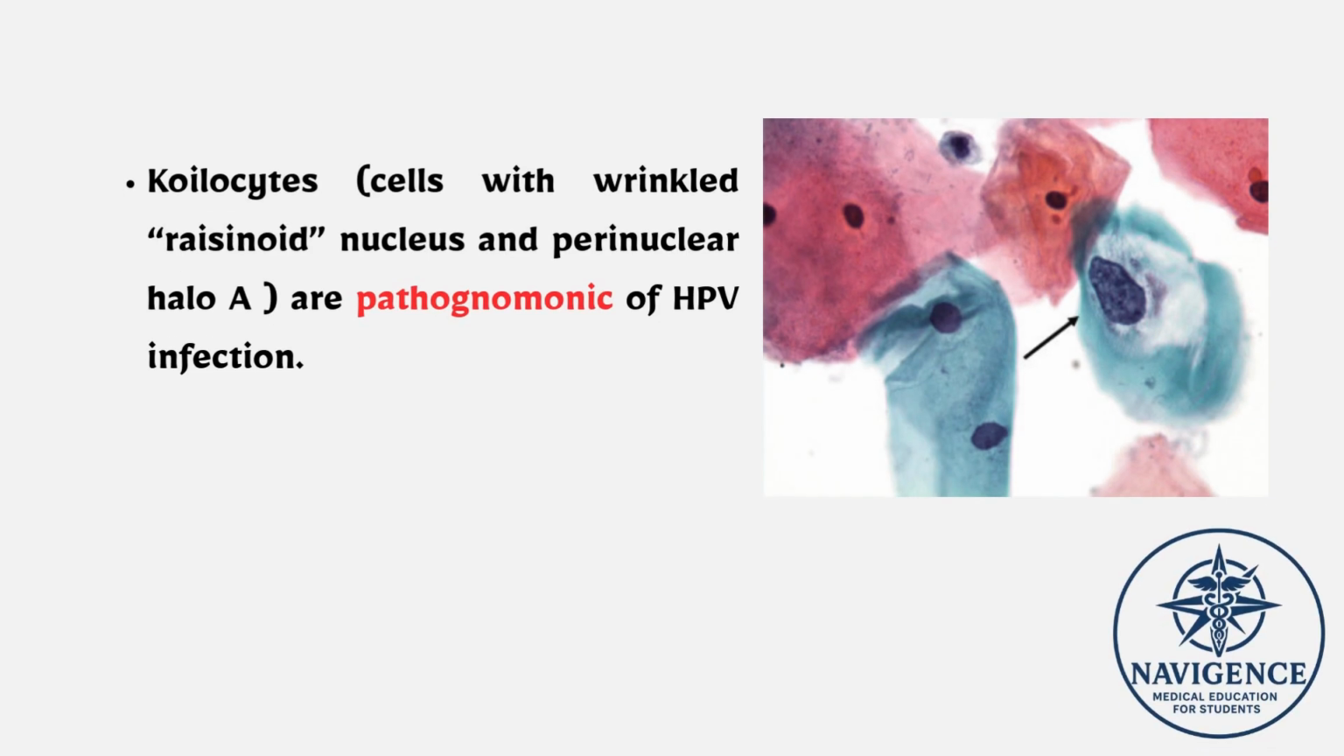Koilocytes are cervical epithelial cells with a wrinkled, raisinoid nucleus and a perinuclear halo. They are considered pathognomonic for HPV infection. Recognition of koilocytes is key in pap smear interpretation and helps identify HPV-related cytologic changes.